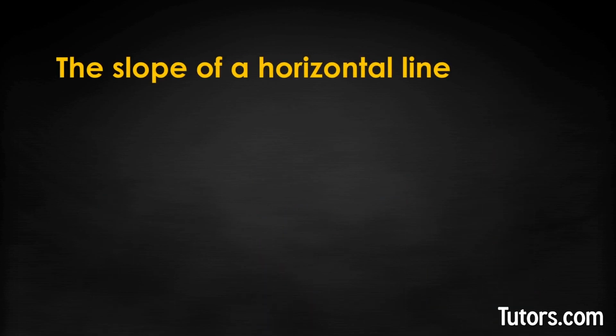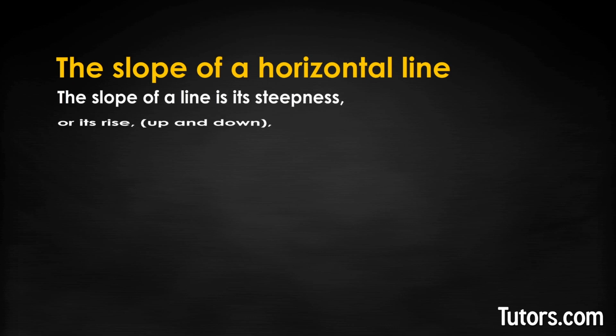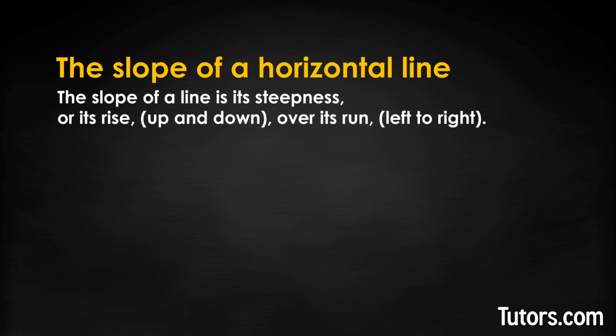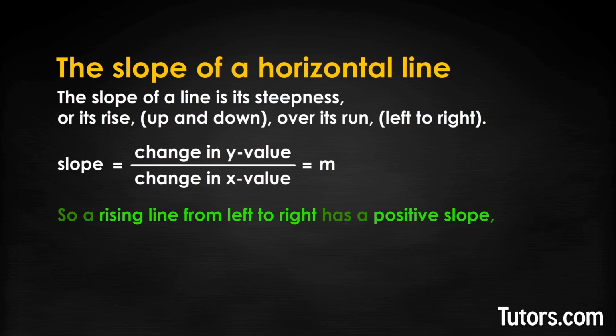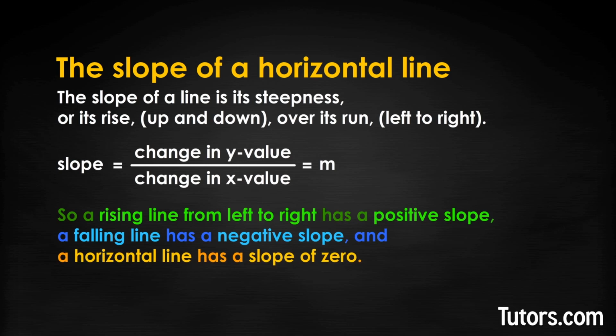Next, let's talk about the slope of a horizontal line. The slope of a line is its steepness, or its rise, up and down, over its run, left to right. Another way to consider slope is as a change in Y value over a change in X value. Most mathematicians let m equal the slope of a line, so a rising line from left to right has a positive slope, a falling line has a negative slope, and a horizontal line has a slope of 0.